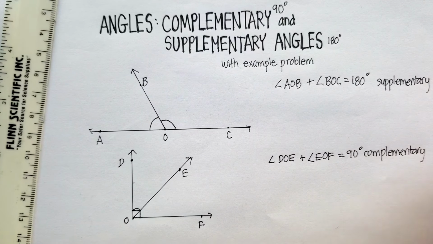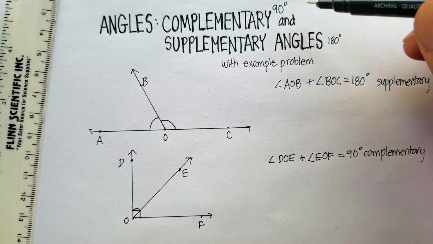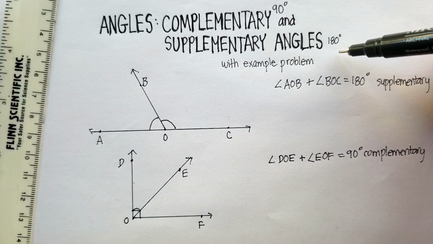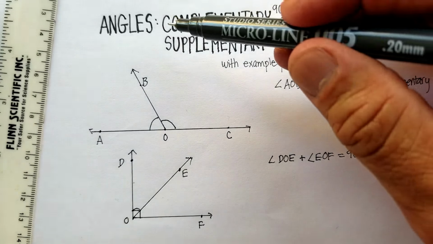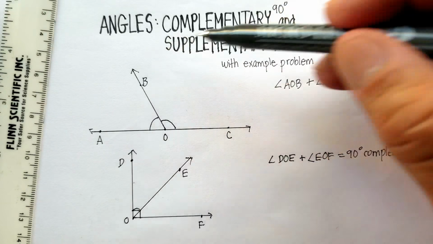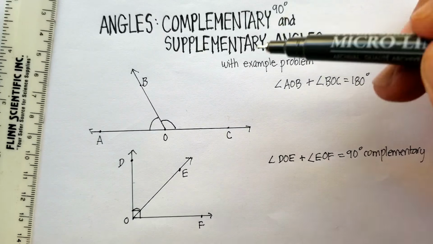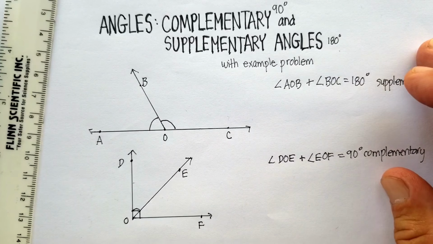Okay. Now let me show you an example of how I remember this actually. So I remember that C comes before S. 90 comes before 180. So I always match up complementary with the 90, and I always match up supplementary with the 180. It's a really easy way to remember which one is which, okay?